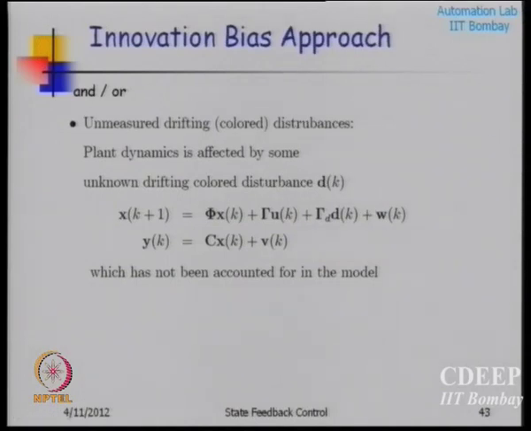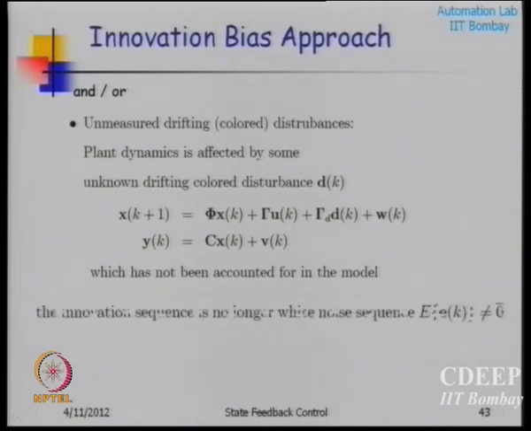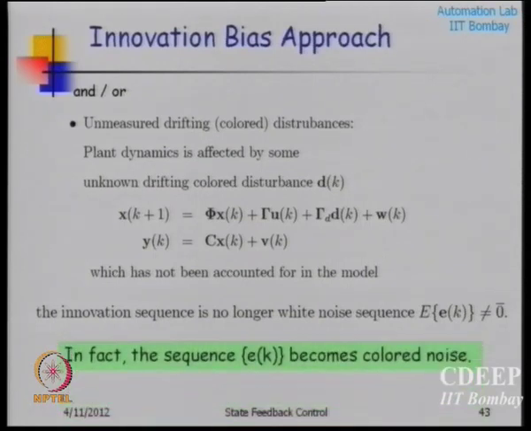You never knew about this. So, you have not accounted for this term D, but in the plant it is there. When these two things happen, the innovation sequence is no longer a white noise. This innovation sequence becomes a colored noise. I am skipping the proof. If you want, I can give you some reading material on why it becomes a colored noise, but right now trust me that it becomes a colored noise.